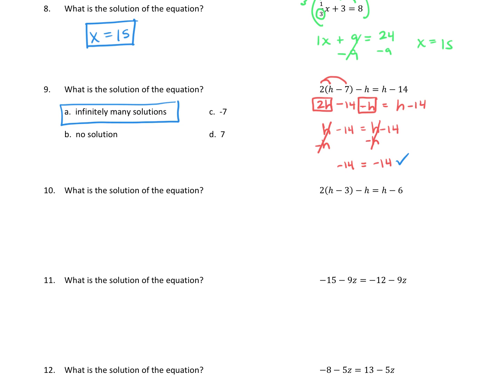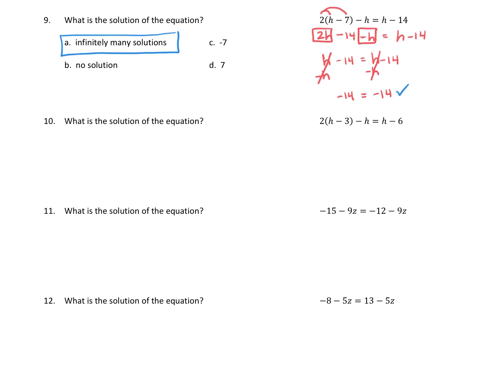All right, so here's our follow-up question, very similar to what we just did. But just to talk through it again, we have distributing first, so we will distribute this 2 times h. We'll distribute and pay attention to our signs. It's a 2 times a negative 3, which is negative 6. We'll carry down our minus h equals h minus 6.